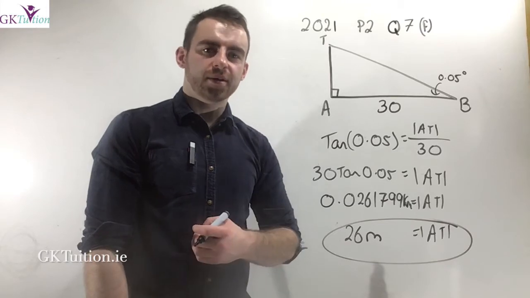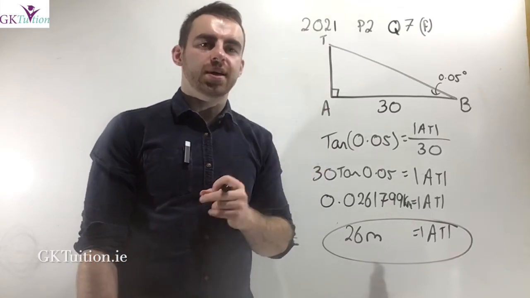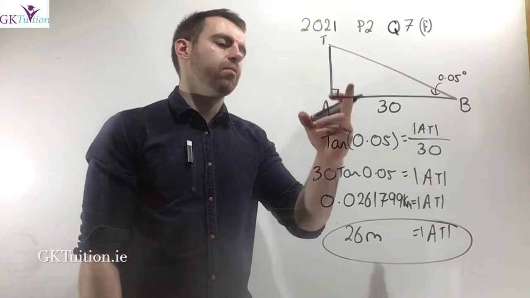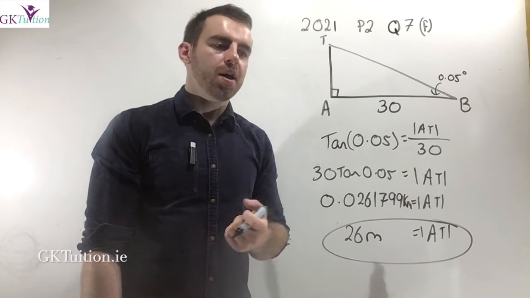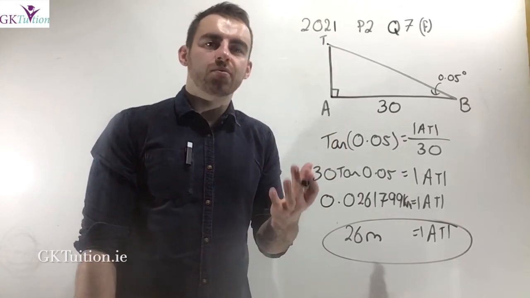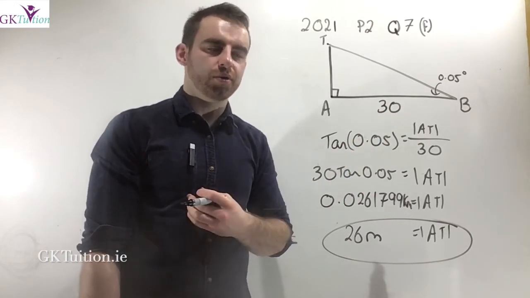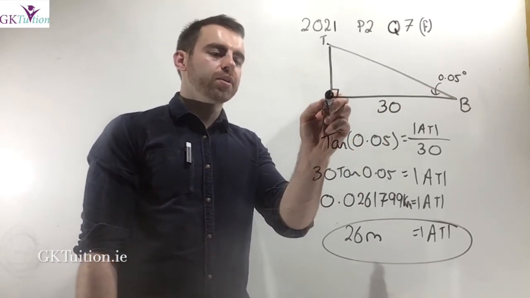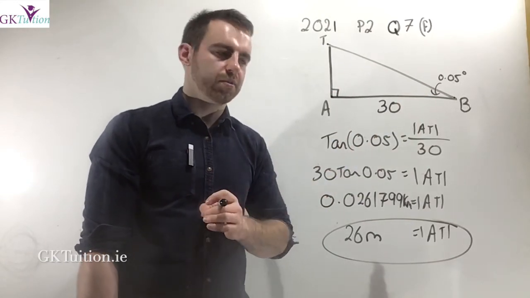In the final part of this question, we're told that vertically above A is the point T. The angle of elevation from B to T is 0.05 degrees. And we're simply asked to work out the distance AT. So we just have a right angle triangle, we know an angle and we know a side, so it's just junior cert trigonometry. Remember, we worked out in part A the distance from A to B is 30 kilometers.